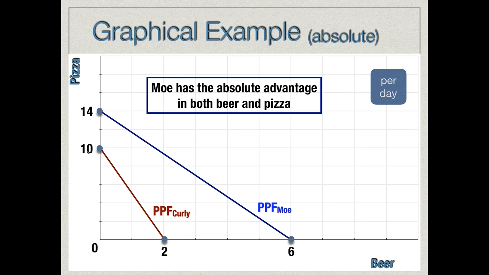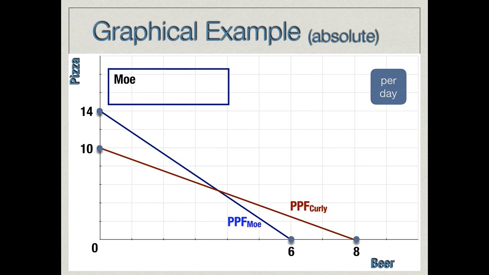So if we want to take a look at this, for example, if Curly wanted to produce 14 pizzas, he would need more than one day in order to do that. So Mo has the absolute advantage in pizza production. And if Curly wanted to produce the same amount of beer as Mo, it would take him 3 days to produce what Mo can produce in one day. So Mo has the advantage in beer production. Now I'm going to bring up another slide that changes the production possibilities frontier for Curly to further illustrate this issue.